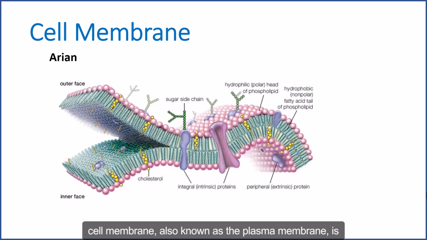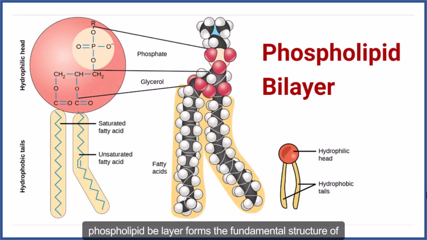The cell membrane, also known as the plasma membrane, is a thin, flexible barrier that surrounds the cell. It's composed of a double layer of phospholipids with embedded proteins, cholesterol, and carbohydrates. The phospholipid bilayer forms the fundamental structure of the cell membrane. Each phospholipid molecule has a hydrophilic, water-attracting, head and two hydrophobic, water-repelling tails.